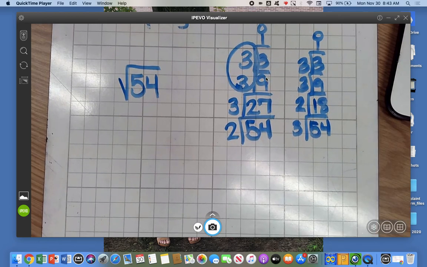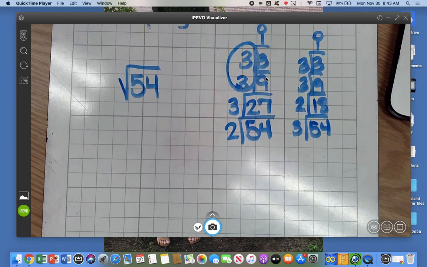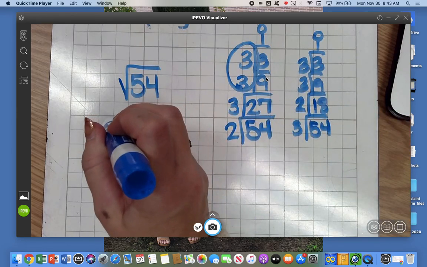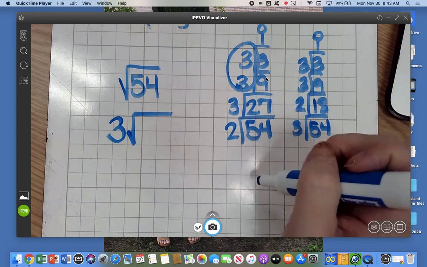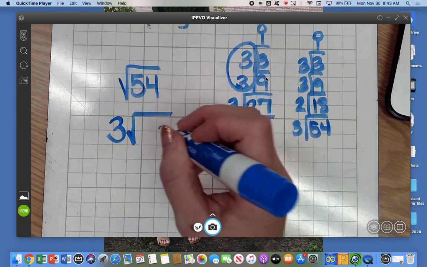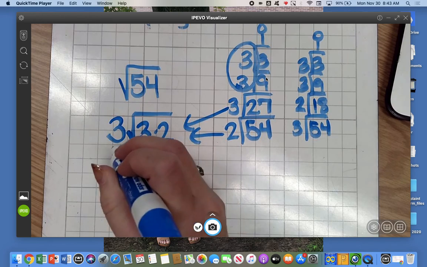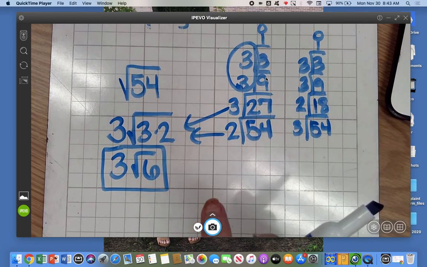So whenever we have this, whatever number we are circling goes on the outside. So we circled a 3. So what am I going to write on the outside? A 3. Now inside, I have 2 numbers left over. I have a 3 and a 2. So both of those are going to go in. And we multiply them. So the simplified answer here is 3 square root of 6. Because you multiply the leftover 3 and the 2 that you put under the square root.